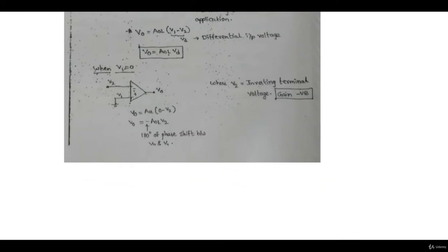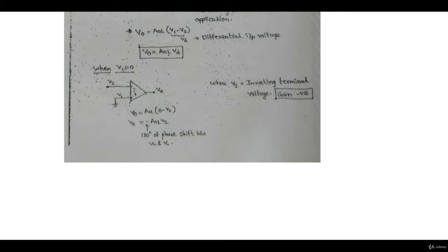Now when V1 is equal to 0, meaning it is connected to ground, V0 will be minus AOL V2. The negative sign means a 180 degree phase shift between V0 and V2. The gain will be negative, as you can see: V0 by V2 gives minus AOL.